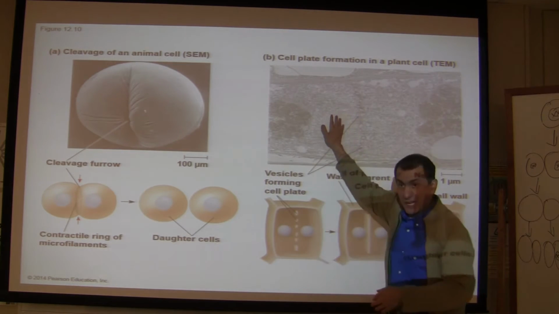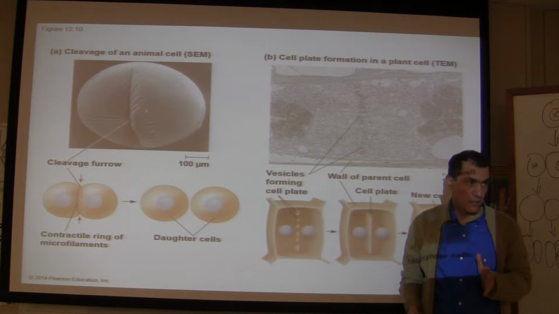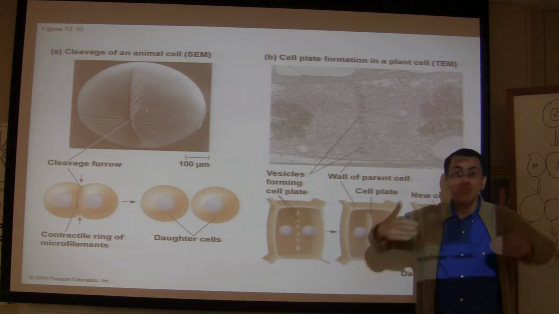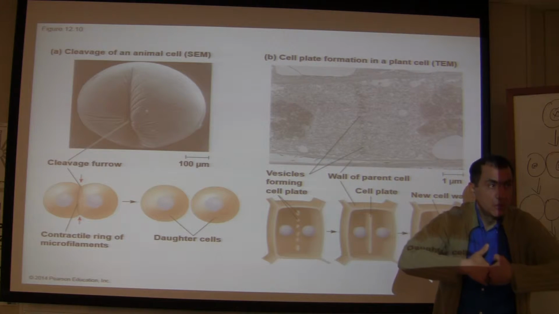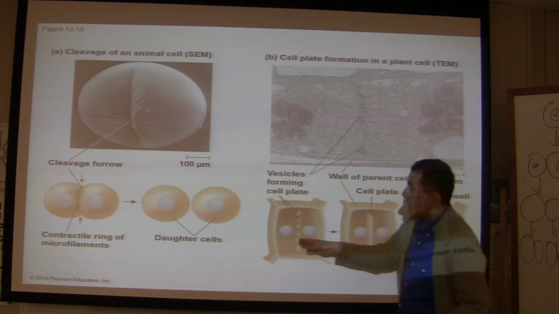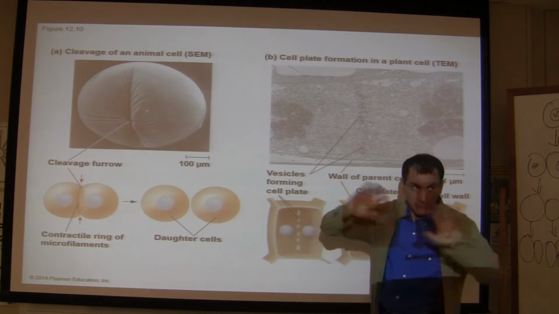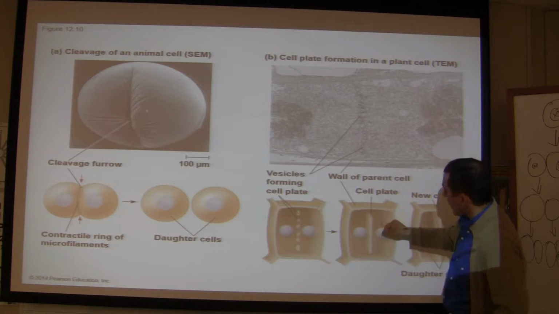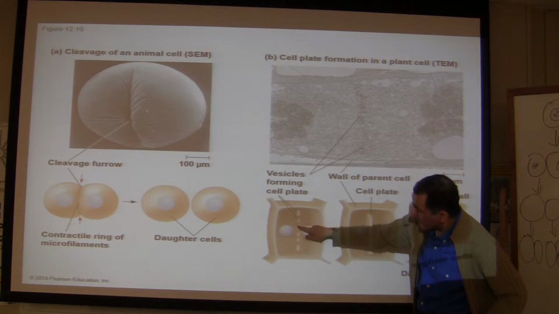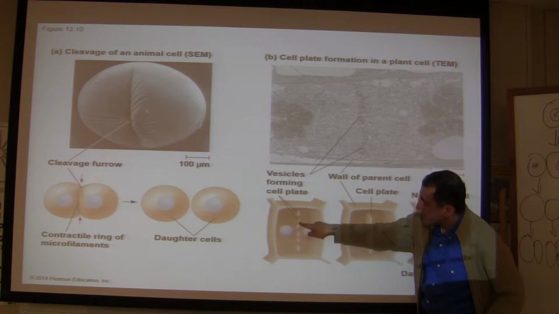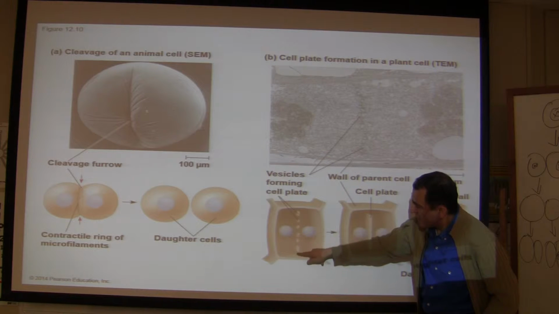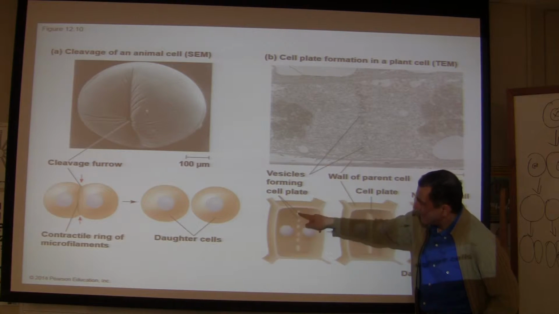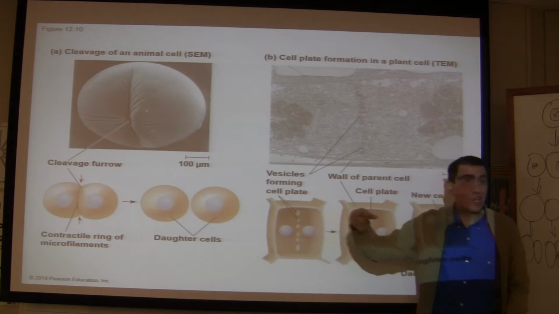Plant cells, it's a different story. They have a cell wall. They do not undergo a cleavage furrow. After the chromosomes divide, in cytokinesis, what happens in the middle of the cell is that they start laying down protein molecules, phospholipids, cellulose. Right here, they start laying them down, just like making a dam.